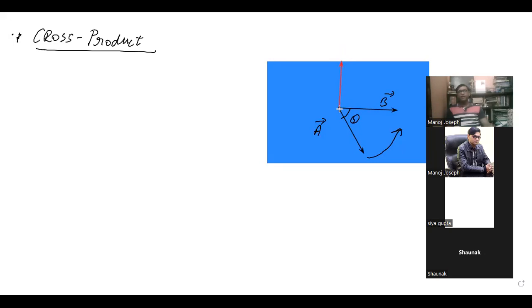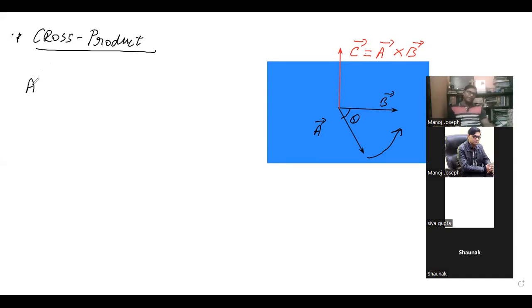So what happens when you rotate B towards A? In that case, this third vector changes its direction. Now it comes into the plane. Let's say we have this third vector and it is denoted by vector C. Vector C is the cross product of vector A and B.